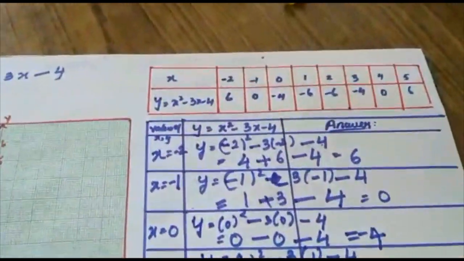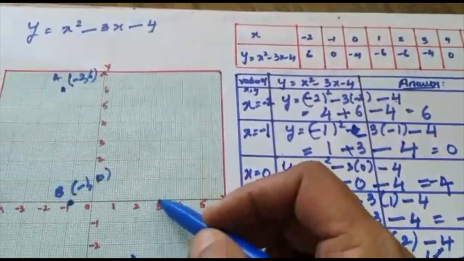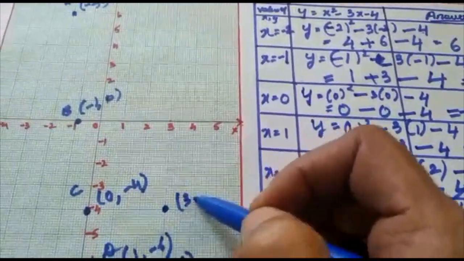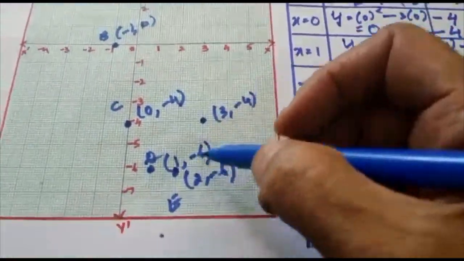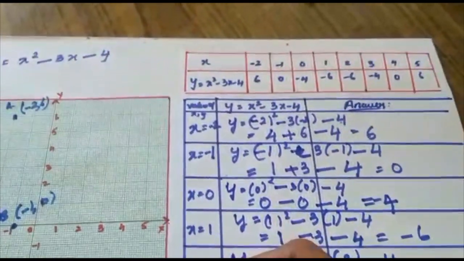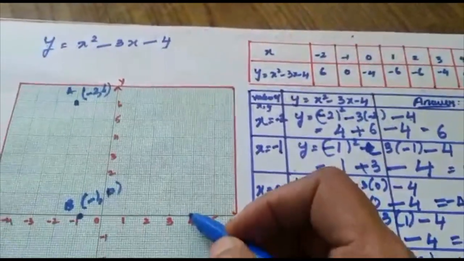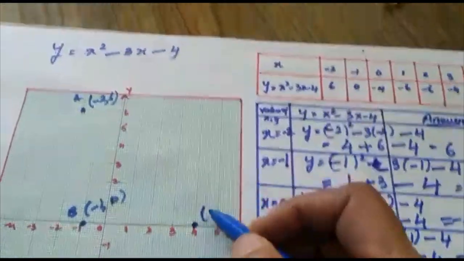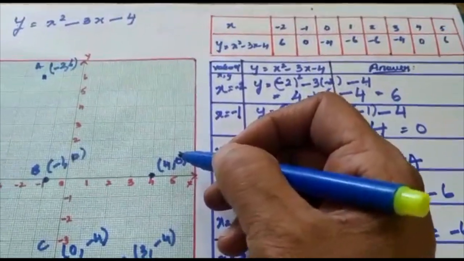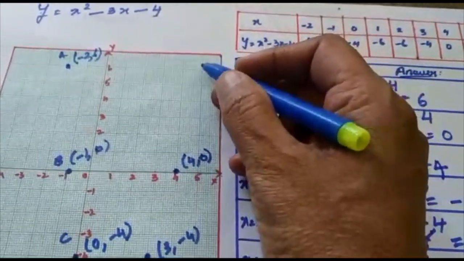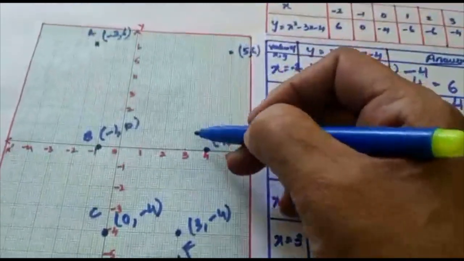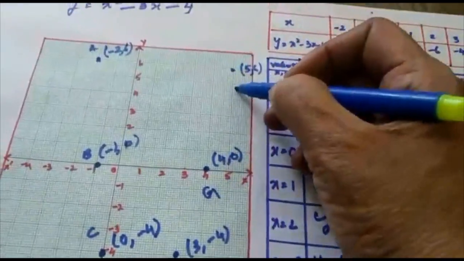What is the next point? 3 comma minus 4. So x is 3 and y is minus 4 here. So D, E, this is F. Next one is 4 comma 0. X is 4 and y is 0. So this is 4 comma 0. Next one 5 comma 6. X is 5 and y is 6. This is 5 comma 6. So E, F, this is G and this is H.